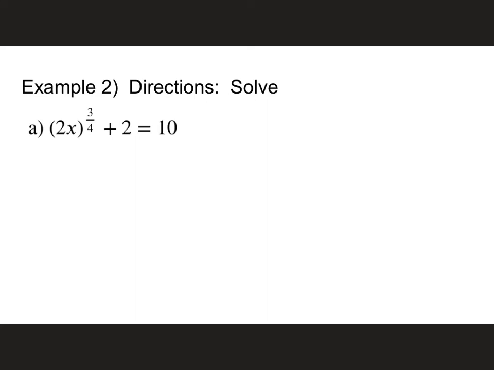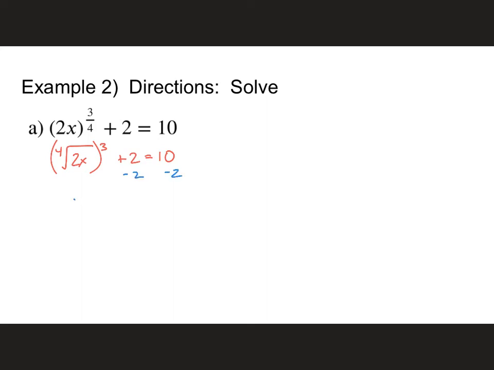This is not the only way we can do this problem. If you're not comfortable using the rational exponent, it's okay. Go back and make sure you view this as the fourth root of 2x to the third power. And if you go back and rewrite it as a radical, we can go through and do this just like we had been doing our other problems.